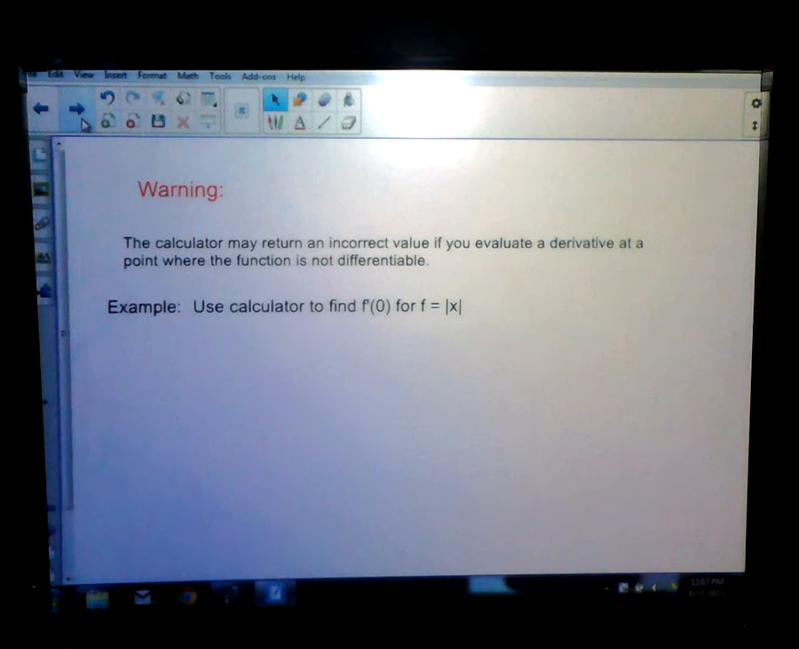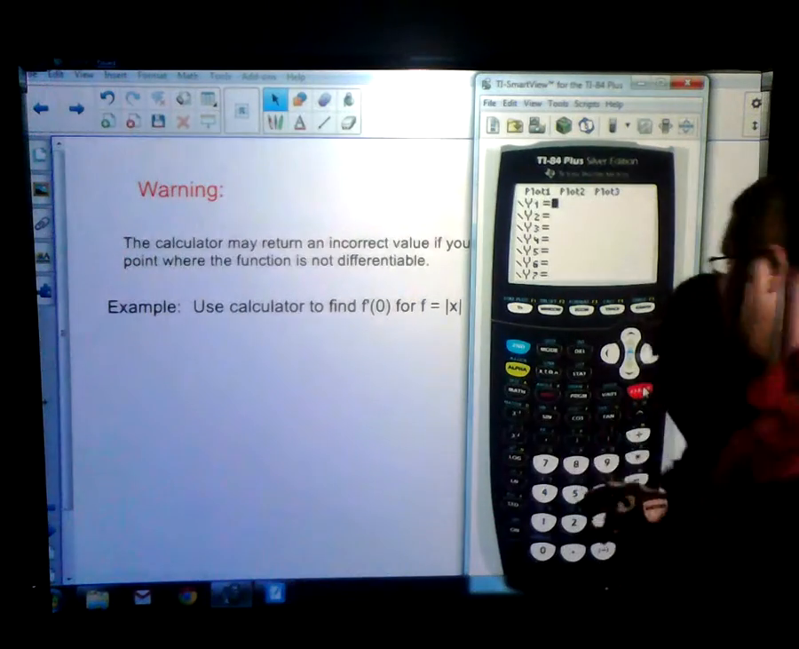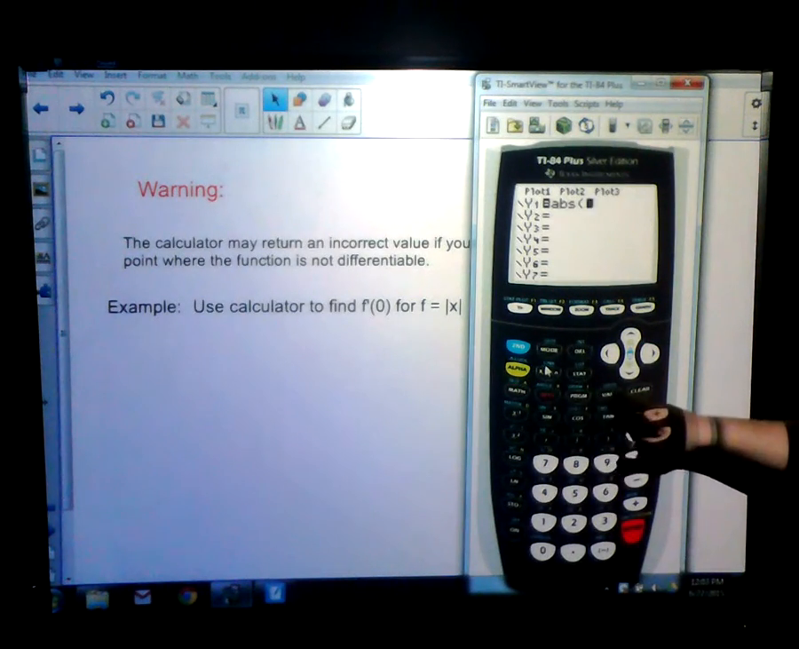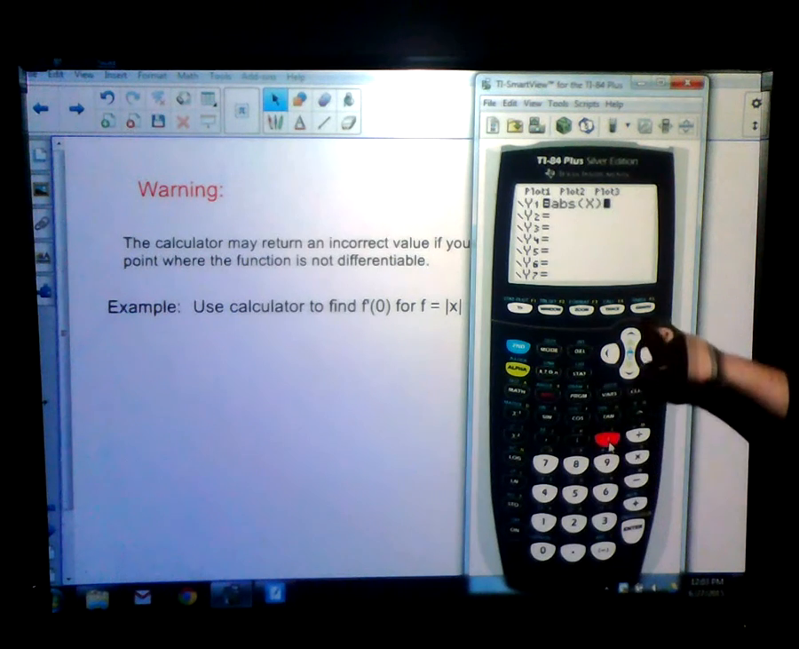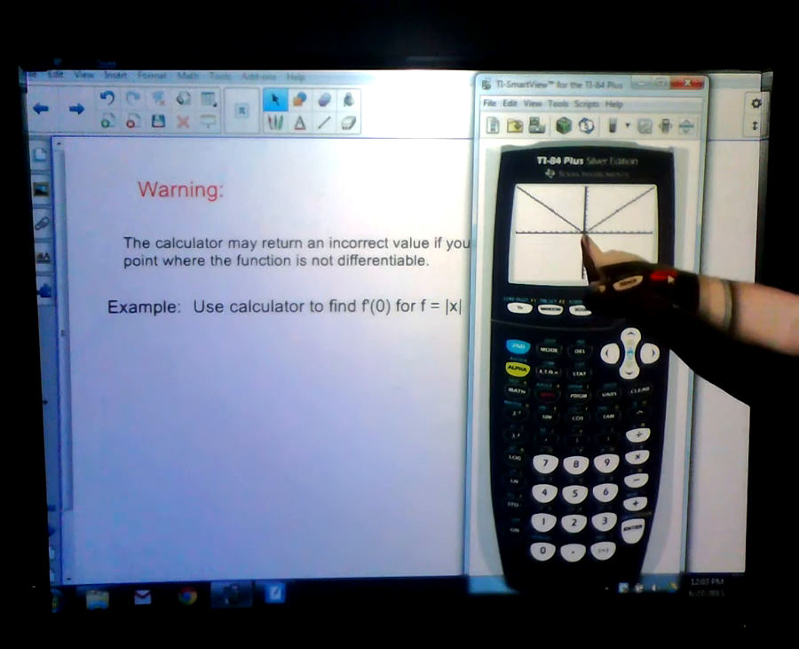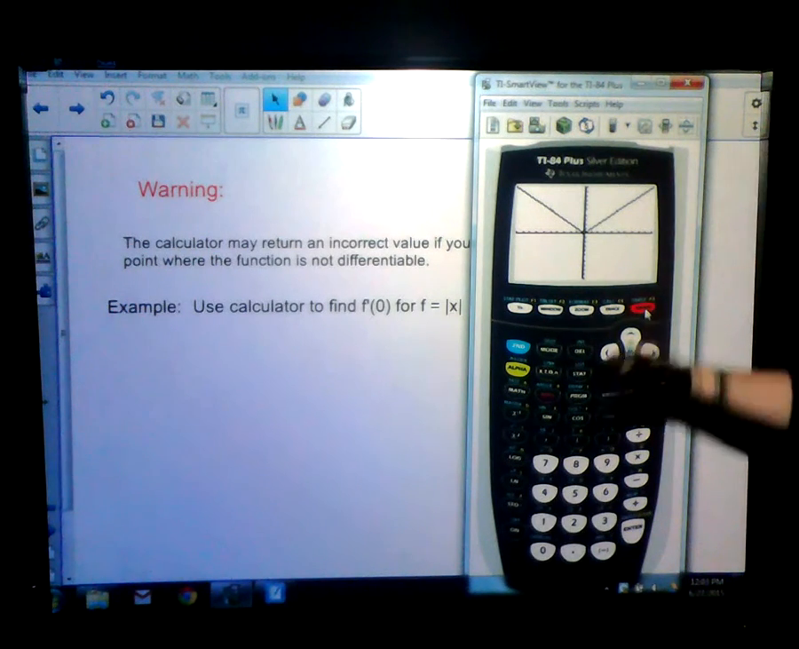The calculator may return an incorrect value if you evaluate a derivative at a point where it's not differentiable. Let's take a look at f equals absolute value of x. Before I do this, what is the derivative right there? Well, what is that point? It's a corner. There is no derivative at the corner. This should be undefined. It should tell me undefined.